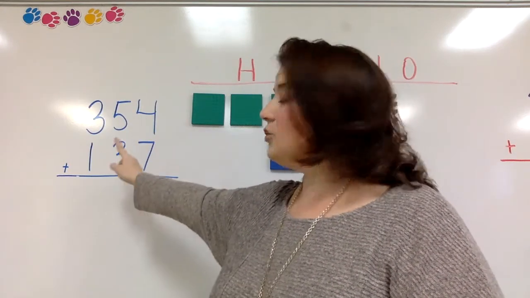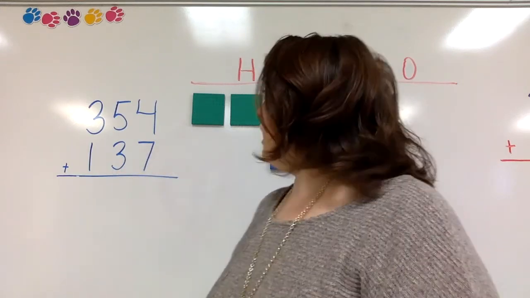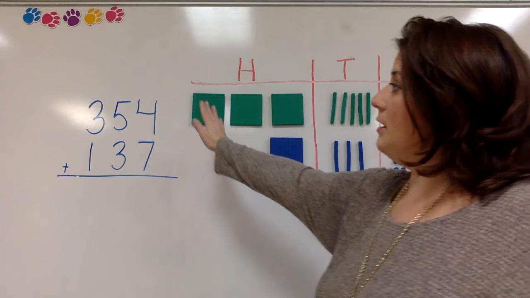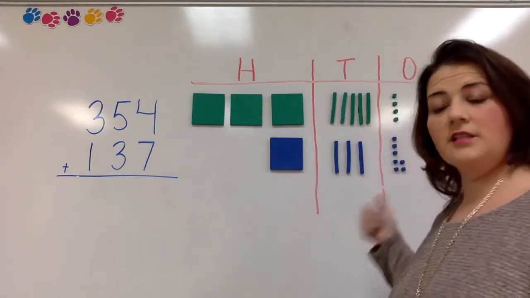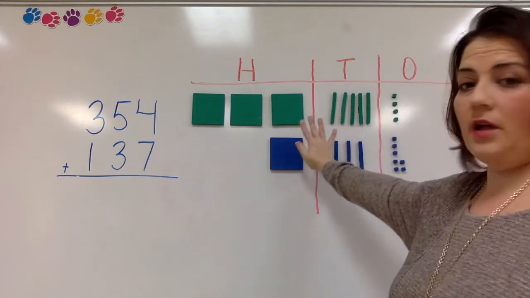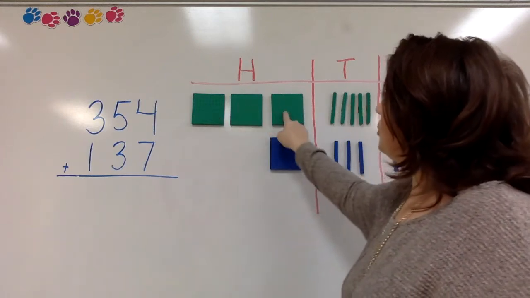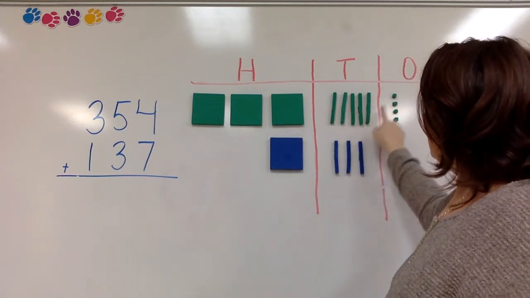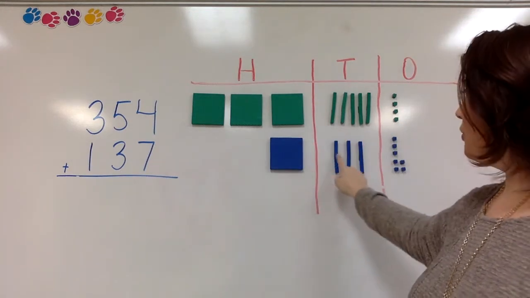354 plus 137, okay? I've got it modeled here. We're going to run the algorithm and we're going to use our base 10 blocks. And we'll use another model in just a second. But let's look at the base 10 blocks first. I've got them modeled. We've got 354 and 137.